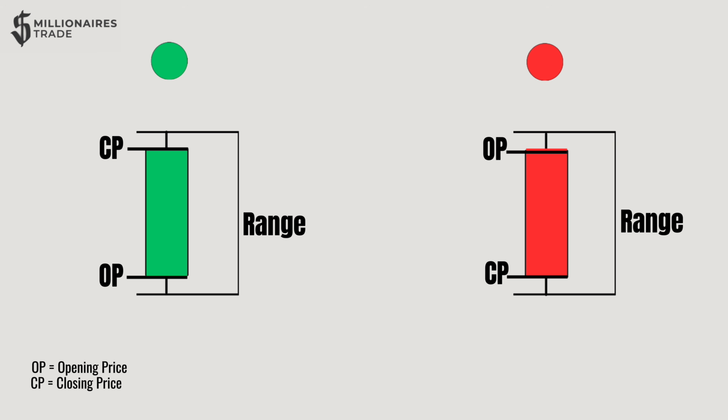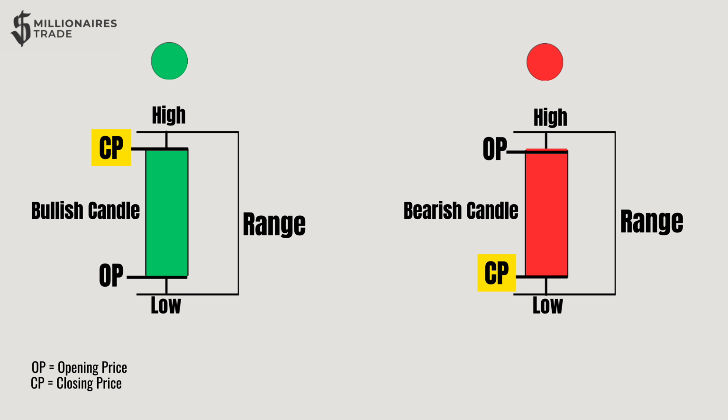In comparison to the range of a candle, if the closing price is closer to the high of the candle, that candle is considered a bullish candle. Conversely, if the closing price is closer to the low of the candle, that candle is considered a bearish candle. A bullish candle forms when buyers are more powerful than sellers during the formation of the candle. A bearish candle forms when sellers are more powerful than buyers during the formation of the candle.